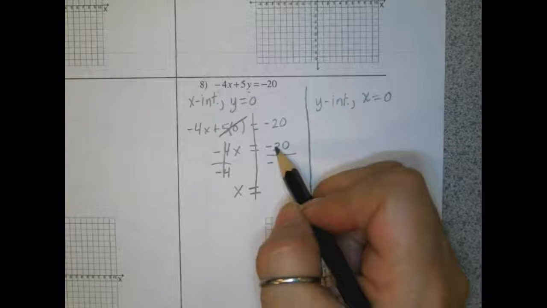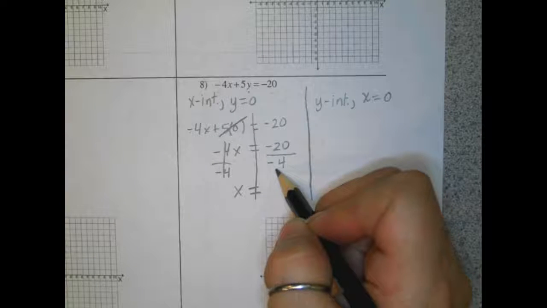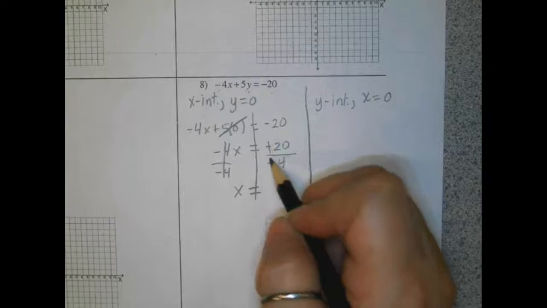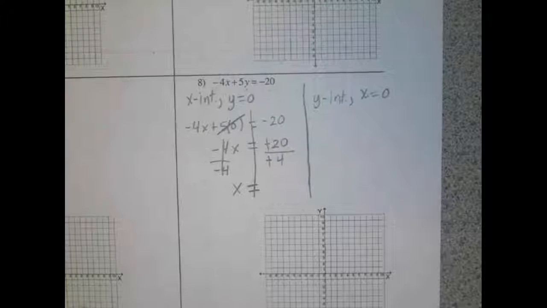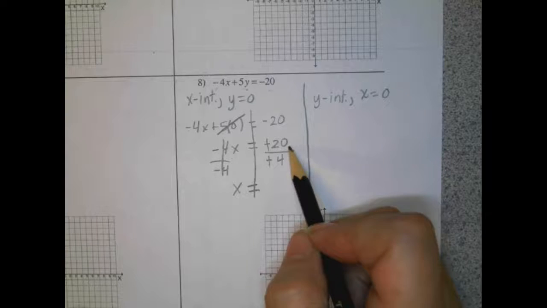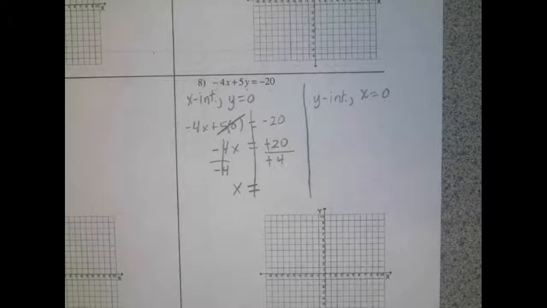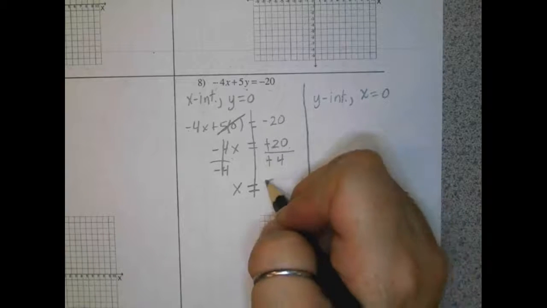Now here I have a negative divided by a negative. That turns into a positive, so I'm just going to make them both positives. Easy. So now I have 20 divided by 4. What is 20 divided by 4? 6. Close. It's 5. Okay.